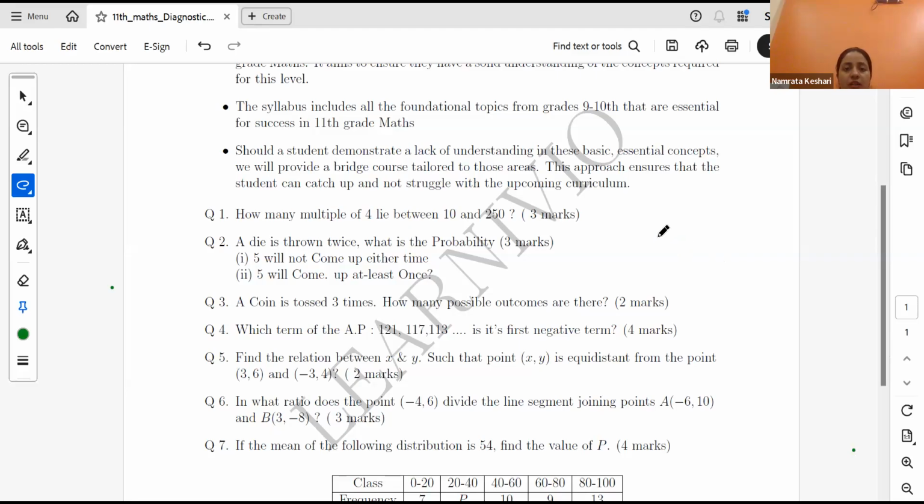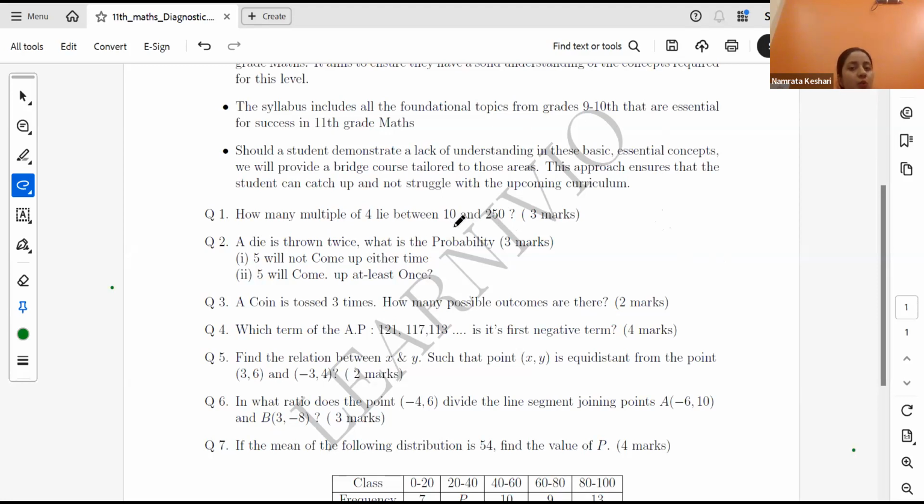Question number 1 is from arithmetic progression. How many multiples of 4? So we can start from the multiple of 4 lying between 10 and 250. In the table of 4 we know 10 is not there.